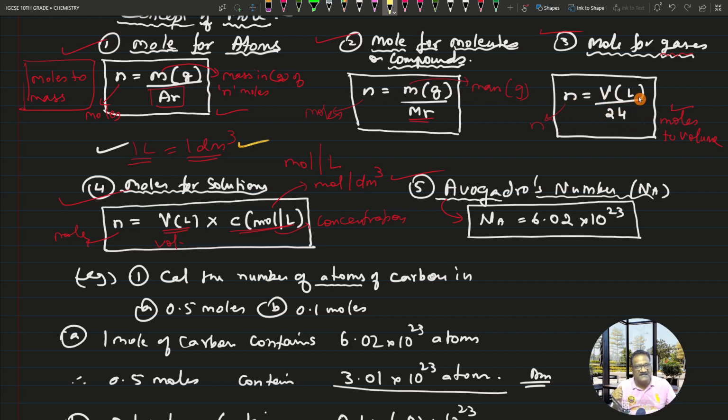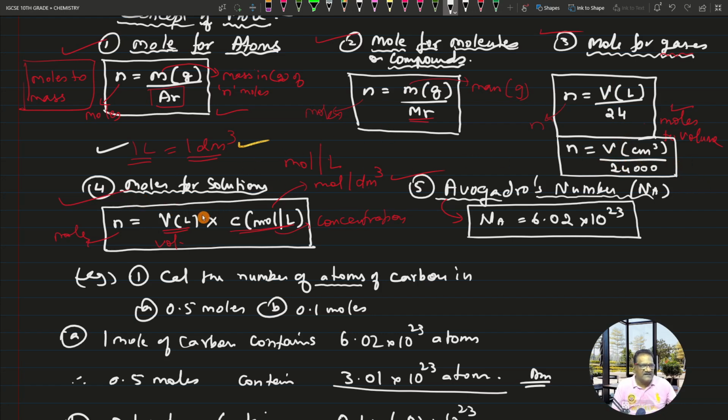Now when V is in liters, the volume is in liters, this denominator you have to take as 24. But if your V is in centimeter cubes, then the formula will be like this. Okay, so n will be equal to V, if it is in centimeter cube, okay, then instead of 24 you'll have to take 24,000. So this formula and this formula both are same. Only thing is you have to check whether the V is given in liters or in centimeter cube, right?